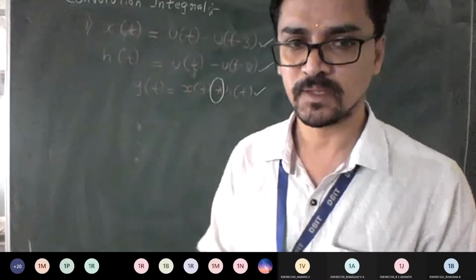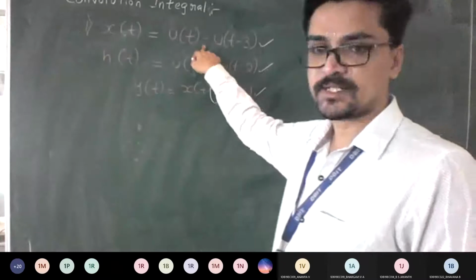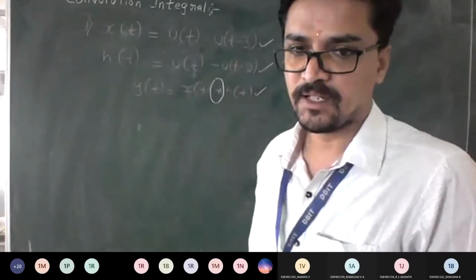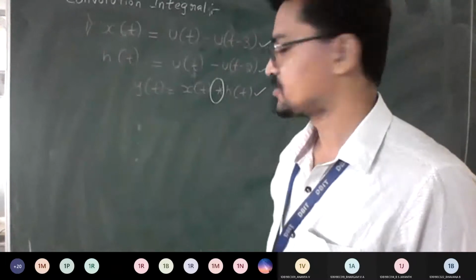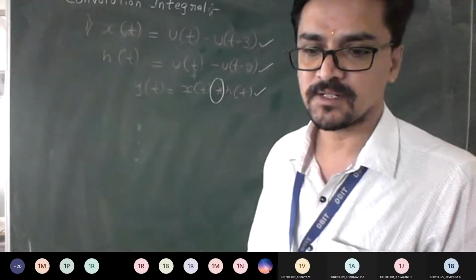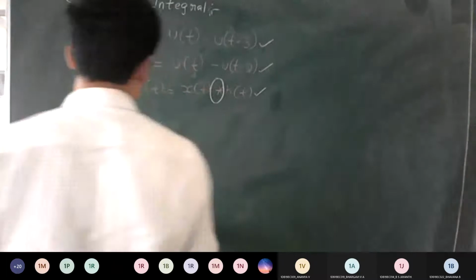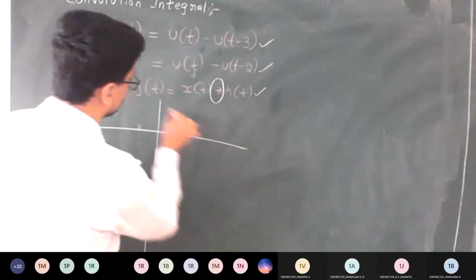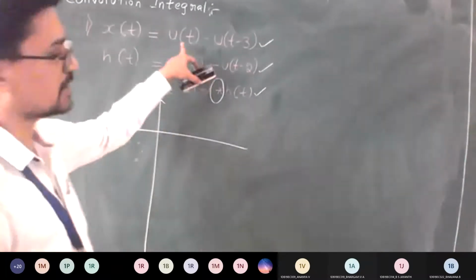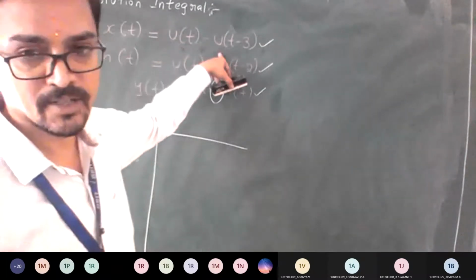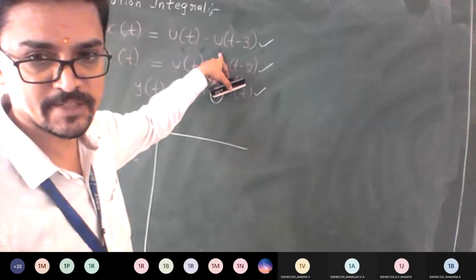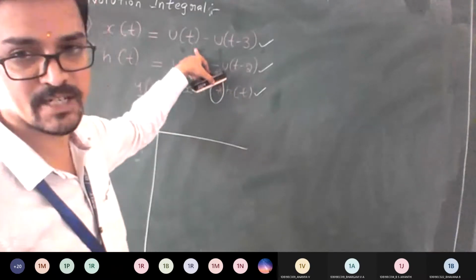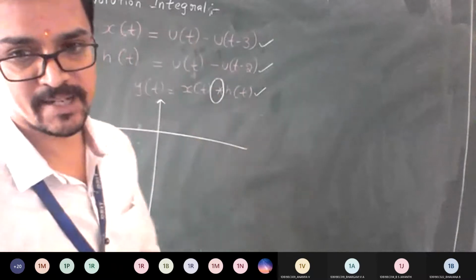Yes, sir. Okay. So let's try to plot the sketch for my input x of t as well as h of t. The same procedure as earlier. So try to plot the waveform, guys. Let me write the waveform for your input. What you should understand is that u of t is given, and they have given x of t as u of t minus 3. We have to do subtraction, right? So let's analyze this individually, then we will get the complete x of t signal.